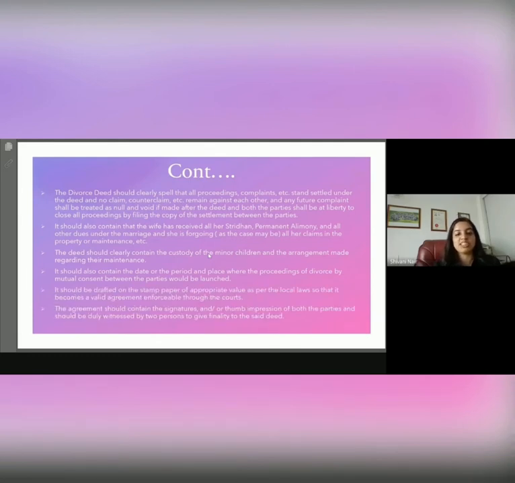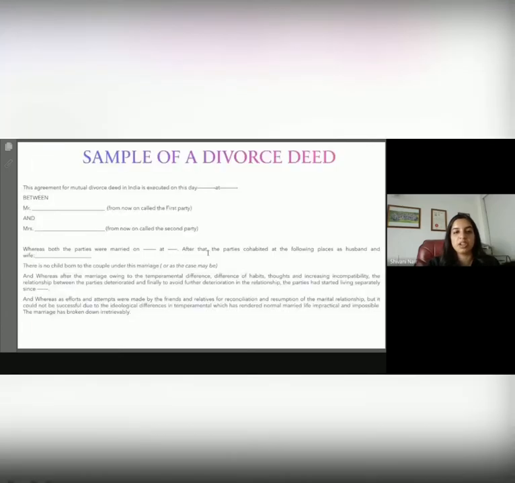The agreement should contain the signature and/or thumb impression of both the parties and should be duly witnessed by two persons to give finality to the said deed.